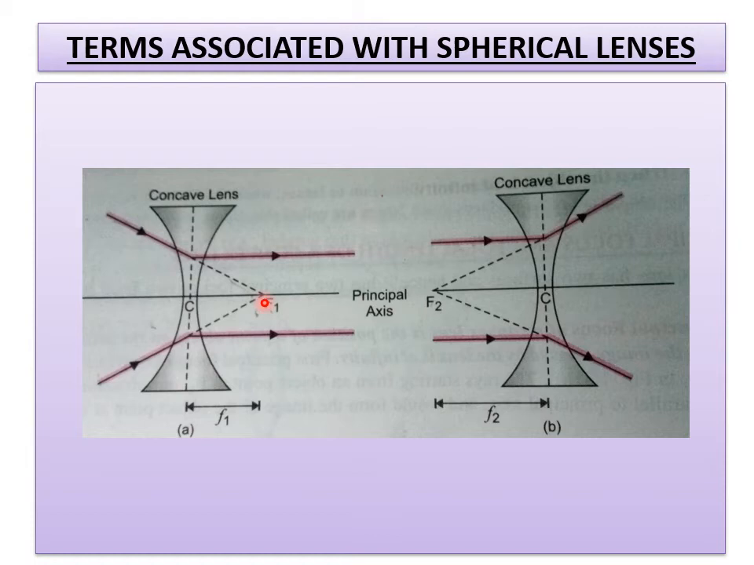Before actually meeting at F1, they are intercepted by the concave lens, which refracts them into a beam of rays. Actually, they are moving parallel to the principal axis, and they form the image at infinity. So here F1 is known as the virtual position of the point object, whose image would be formed at infinity.